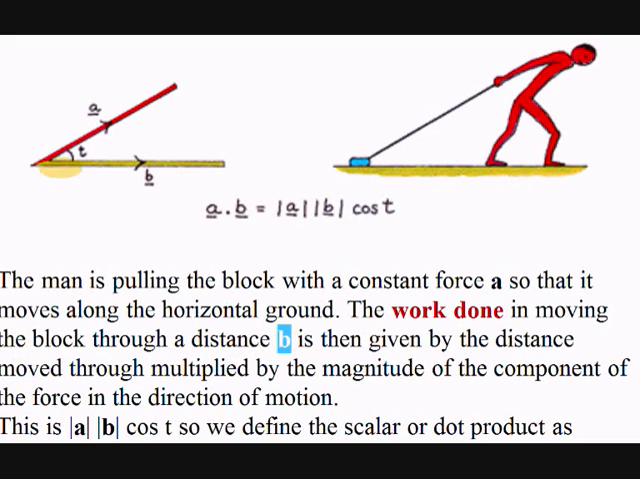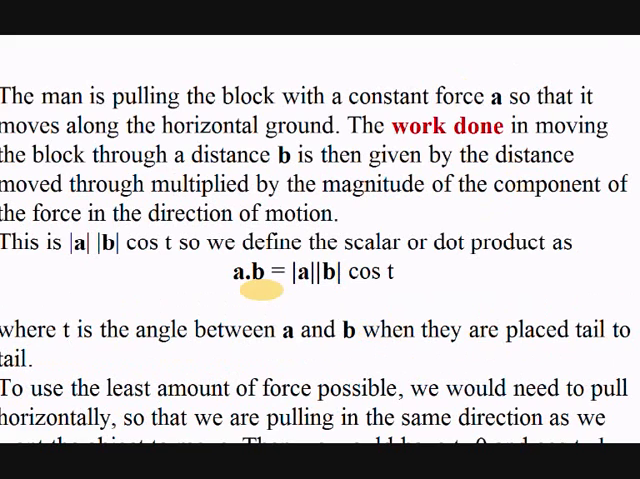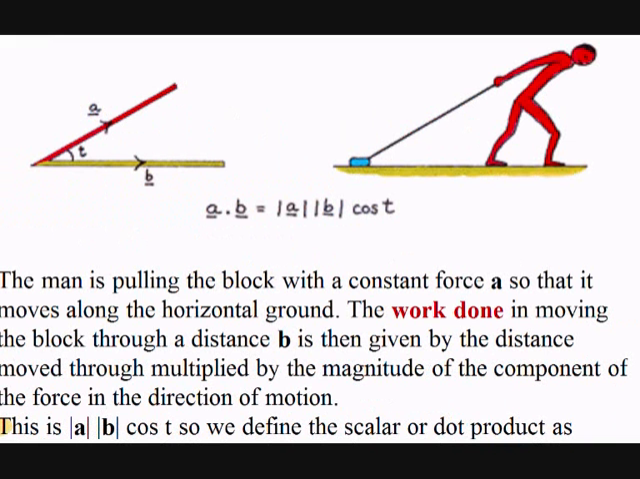Okay, so this is what the two vectors are about. We want to find the magnitude of the component of the force in the direction of motion. We are not concerned about the direction, we are only concerned about the magnitude of the component of the force, that is, the resultant force. This is how it is formed: modulus of A, modulus of B, cos T, where T is the angle at which he is pulling the block.